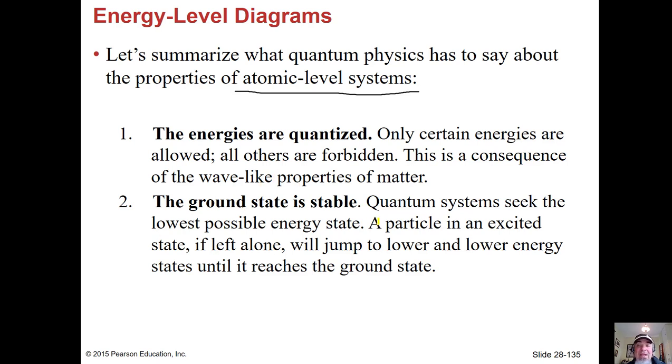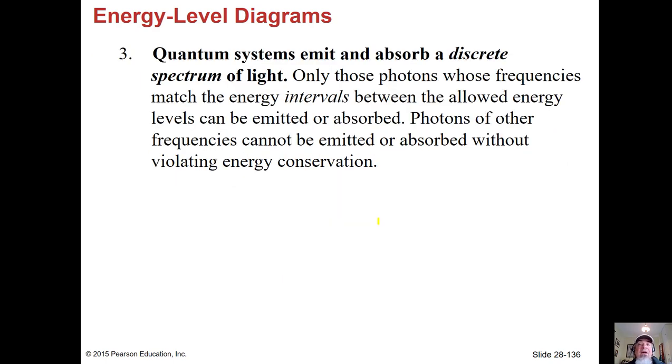The other thing to get out of this, the ground state is stable, so the ground state is where you want to be, and we have transitions up from there and then back down to there. Okay, and quantum systems emit and absorb a discrete spectrum of light. So there's nothing left over. If you want to go from 1 to 2, you have to absorb a specific energy photon. If not, nothing will happen. Same thing on the way down. So if you go from 40 eV to 30 eV, you're emitting 1 photon of 10 eV, not 2 photons of 5 eV or anything like that.